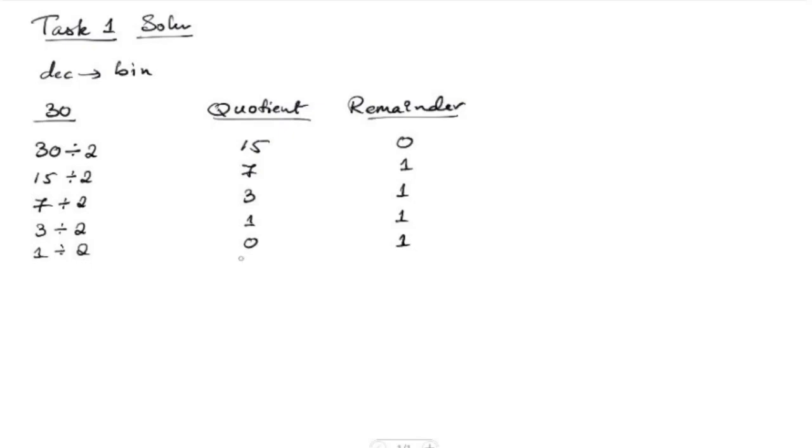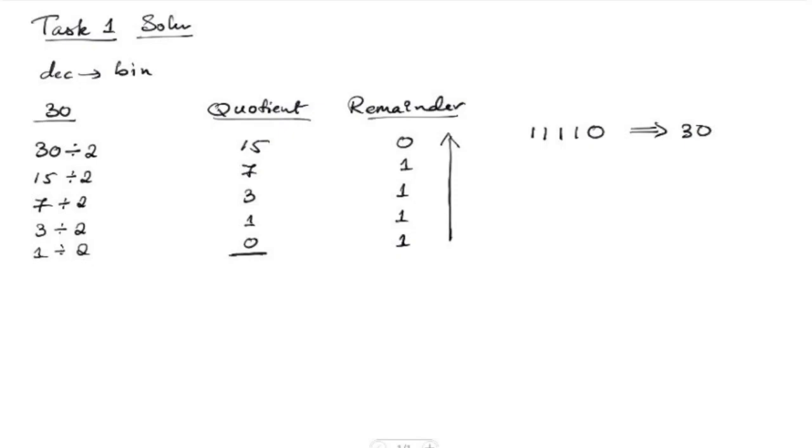So once we reach 0 as the quotient, we stop here and we take the remainders from bottom up. So we'll take them from bottom up. The digits will be 1, 1, 1, 1, 0. And this is equivalent to 30.